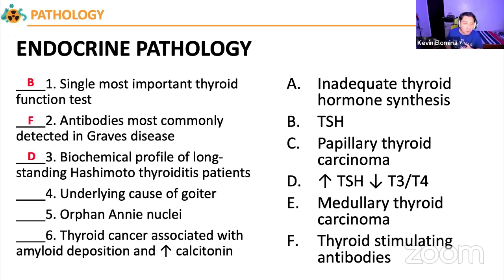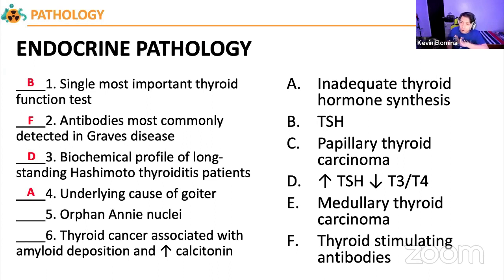Okay? Now, underlying cause of goiter is your inadequate thyroid hormone synthesis. Okay? Kaya lumalaki ang ating thyroid, it's because to compensate, no? To compensate for that decreased thyroid synthesis. Kasi ang nangyari in your goiters, if you have deficient thyroid synthesis, you will produce TSH, no? And that causes growth of your thyroid gland.